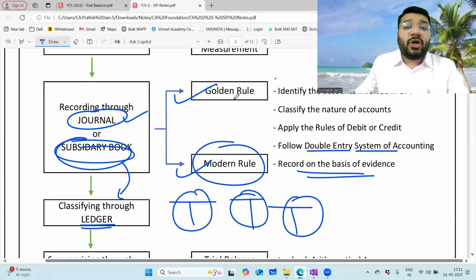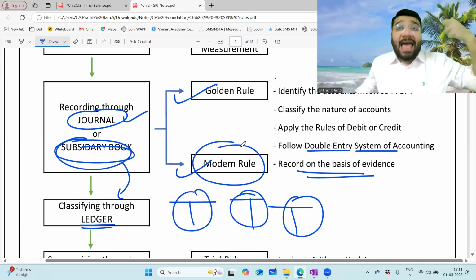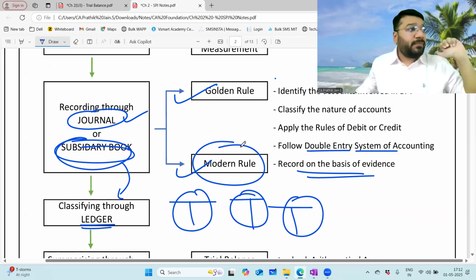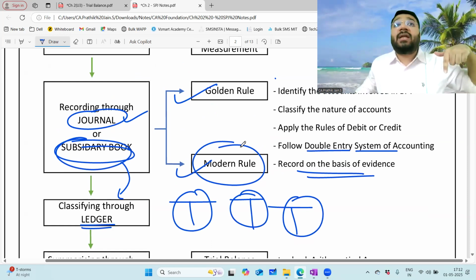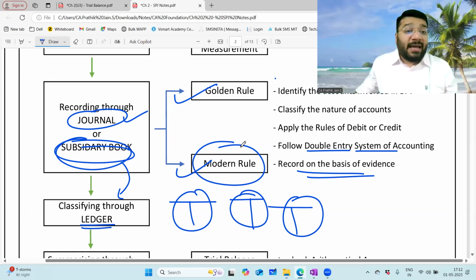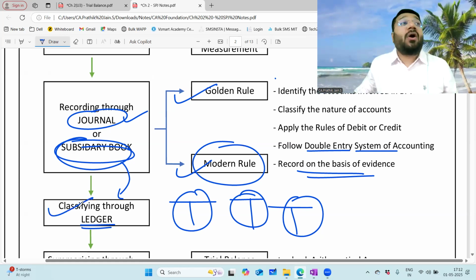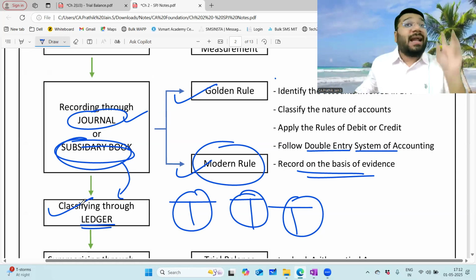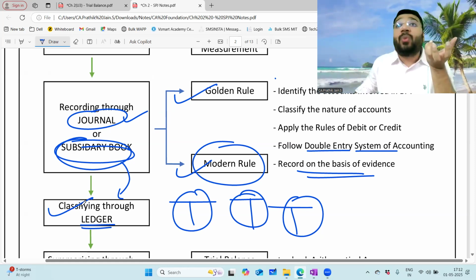Journal is recorded in a chronological order. Means what? As and when the transaction takes place, you record it. So in journal, transactions are recorded in chronological order. Whereas in ledger, the transactions are recorded in what order? Analytical order. Analytical order means what? The word analytical is coming from which word? Analysis.